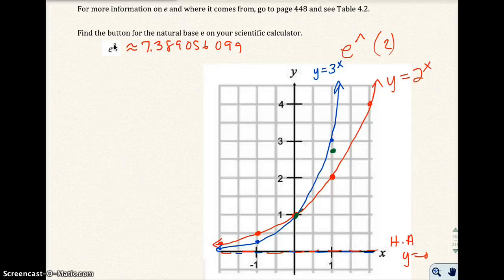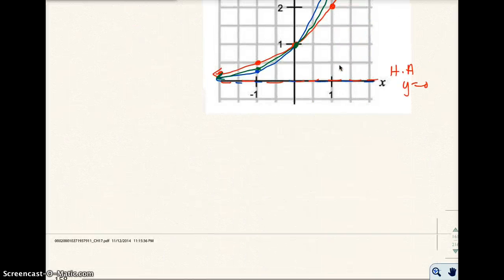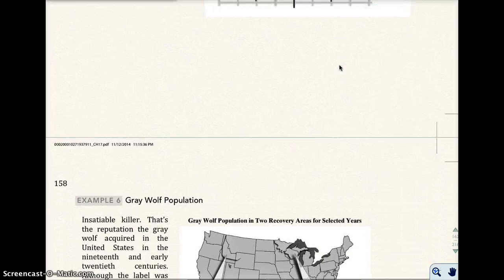And so it looks like this is going to fall between those two graphs. And I do a negative 1, so 1 over 2.72, about 0.36, about 0.4. But you notice how here I have in green y equals e to the x. That's going to be between 2 to the x and 3 to the x. That should make sense because e is 2.72, which is between 2 and 3. Okay. So let's go ahead and look at when we're going to use e.